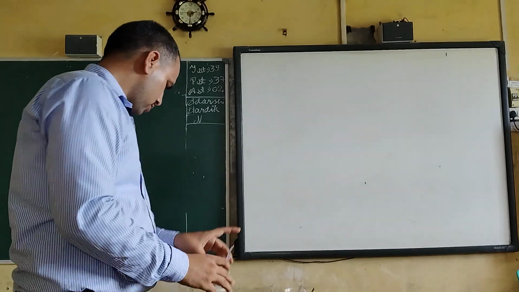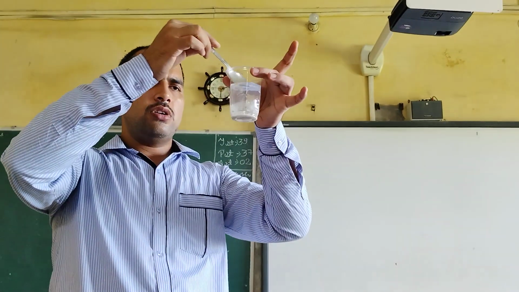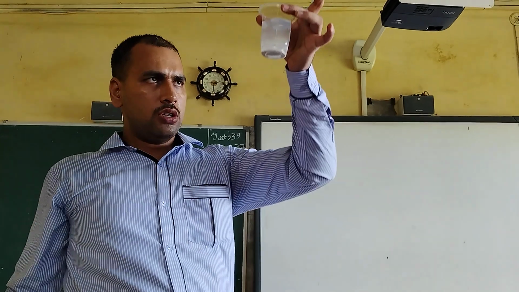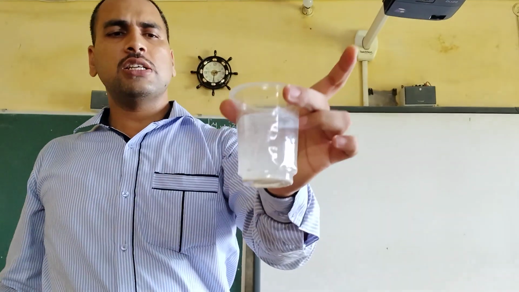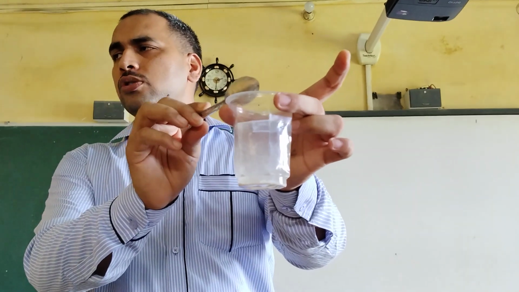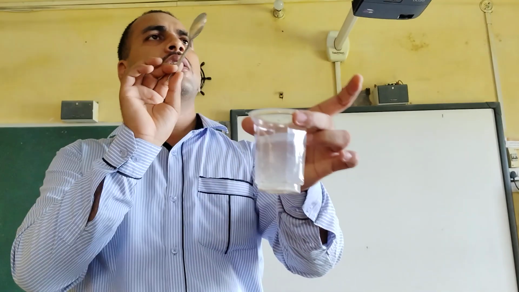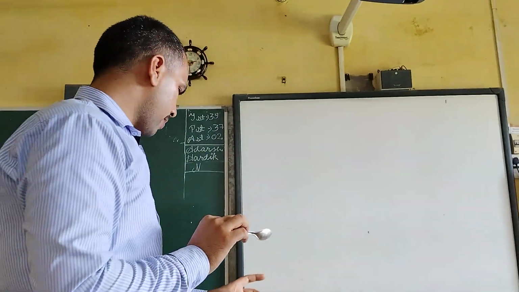Now this is the solution of water and chalk. So easily you can see chalk is sedimenting at the bottom and water is at the top. So you can say chalk powder is also insoluble in water. Okay.